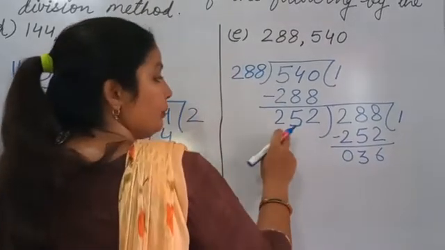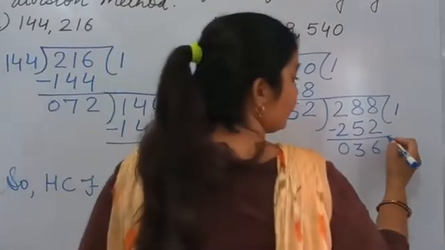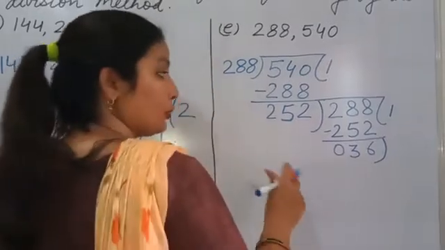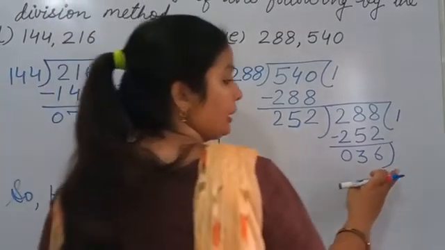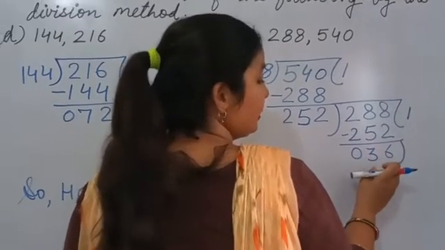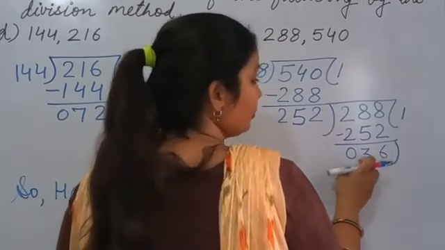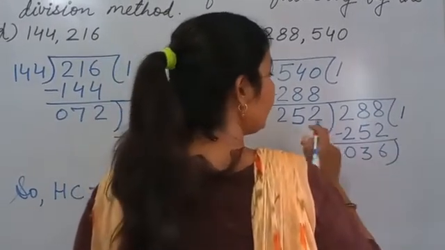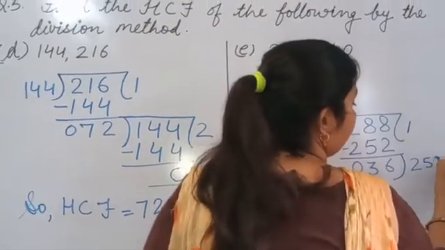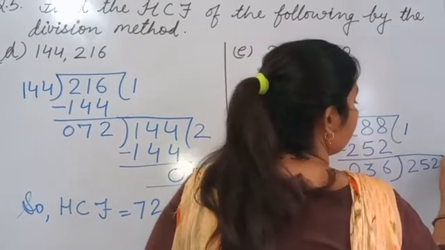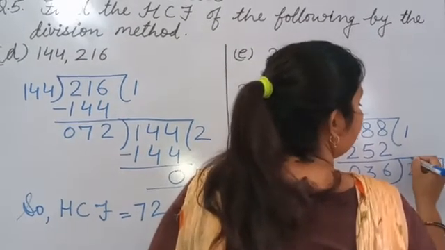Okay, now this will become our dividend. Why? Because we don't get the remainder 0. If our remainder is 0, then this question is finished here, but now we don't get remainder 0, so again this will be our dividend, 252. Okay, now again we will divide it.